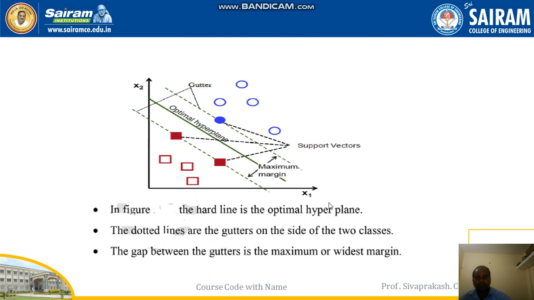These are called gutters. This is the gutter of the rectangular data set and this is the gutter towards the circle data set. The gap between the gutters is the maximum or widest margin.